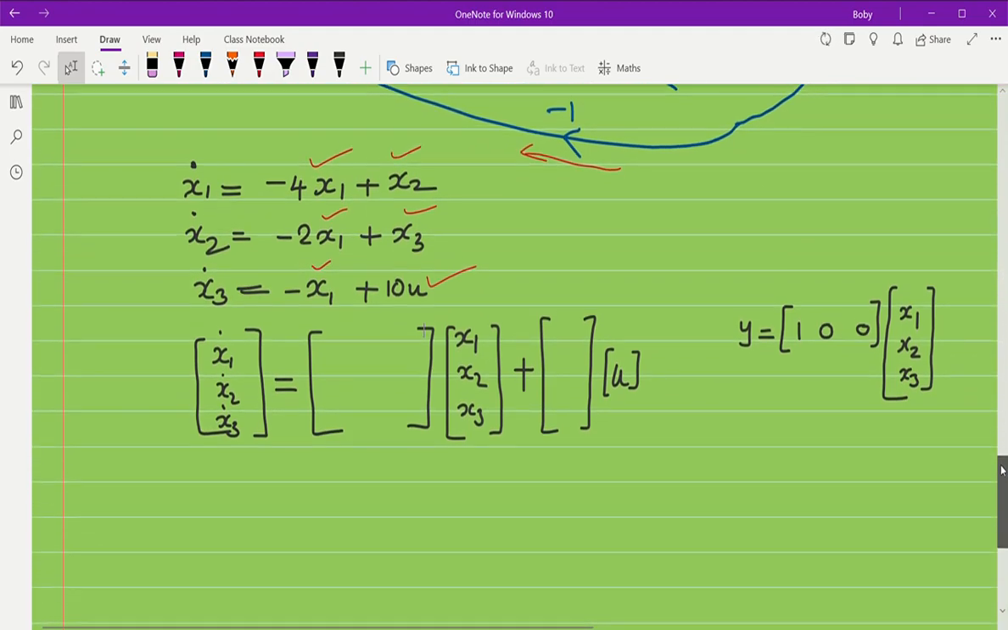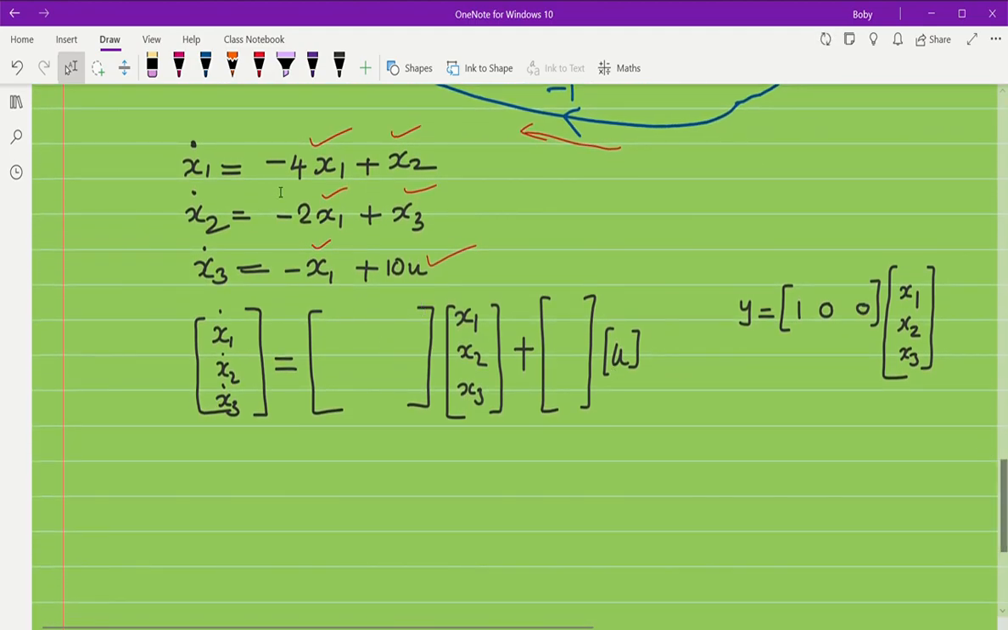So in the signal flow graph we found the state equations. Using these state equations, we can find the state model. So x1 dot, x2 dot, x3 dot is equal to A into x, where x is x1, x2, x3. So what is A here? In order to find the first row, we can use this equation: x1 dot is equal to minus 4x1, so minus 4x1, 1x2, 0x3, 0u.